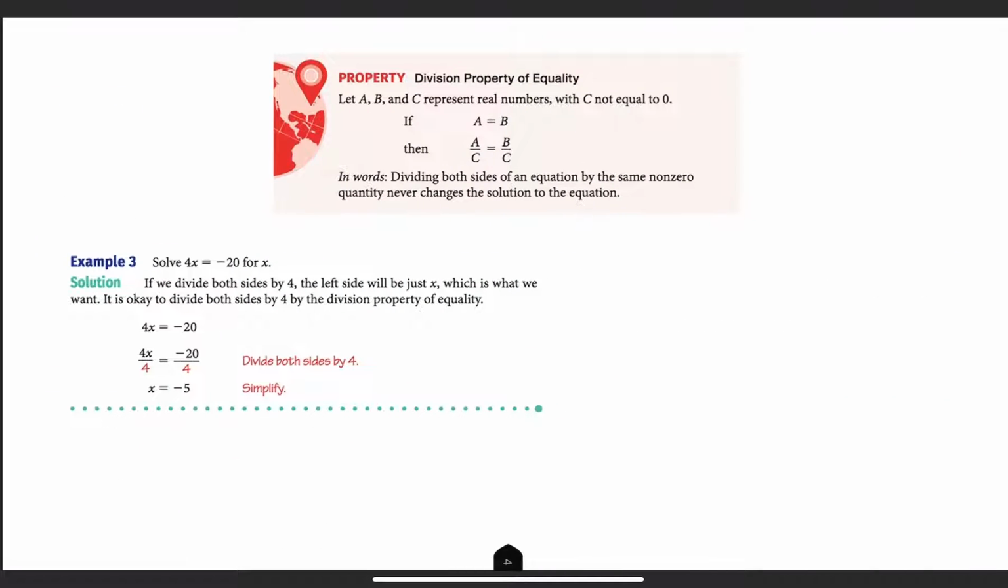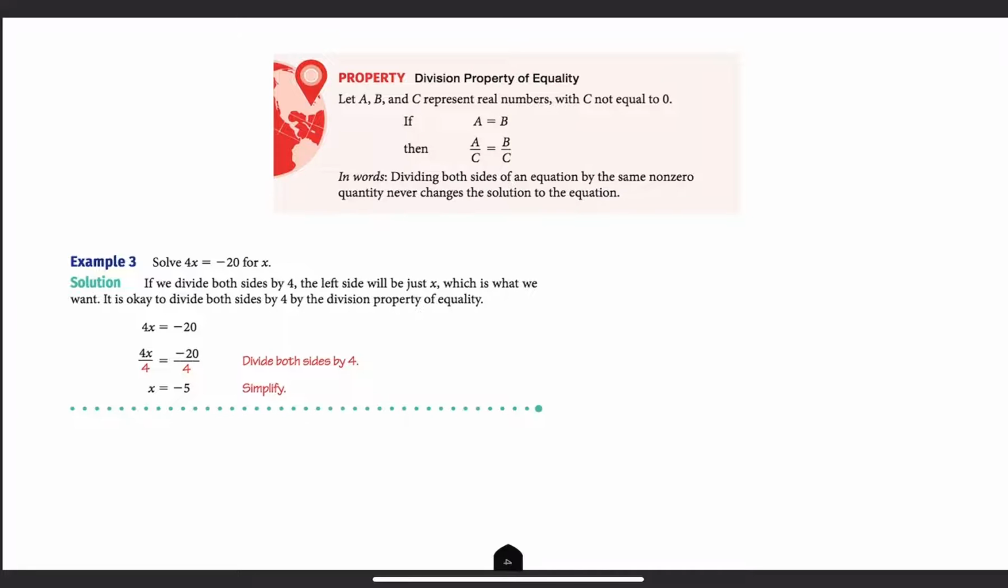Now, the division property of equality works much the same way. If two things are equal and you divide one thing by something, you have to divide the other side by the same thing in order for them to still be equal. A great way to think about it is, if we have the same amount of pizza, and my pizza gets cut in half, the amount of pizza I have gets cut in half. If we're going to have the same amount and be equal in that respect, yours would have to be cut in half as well.